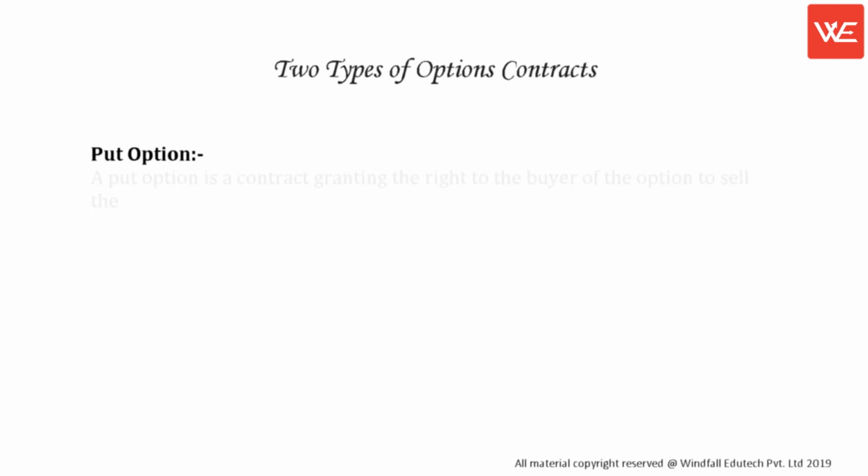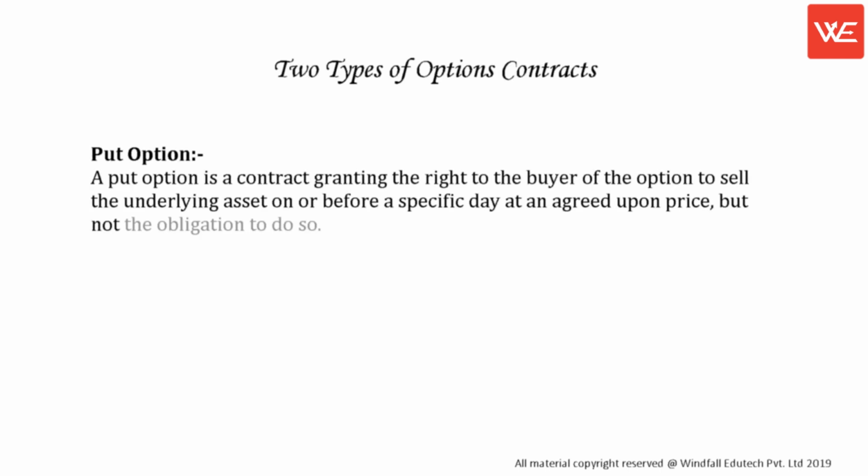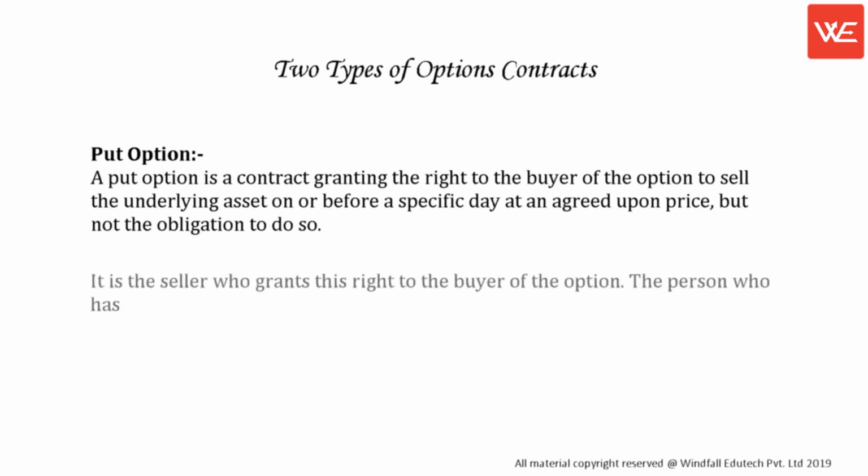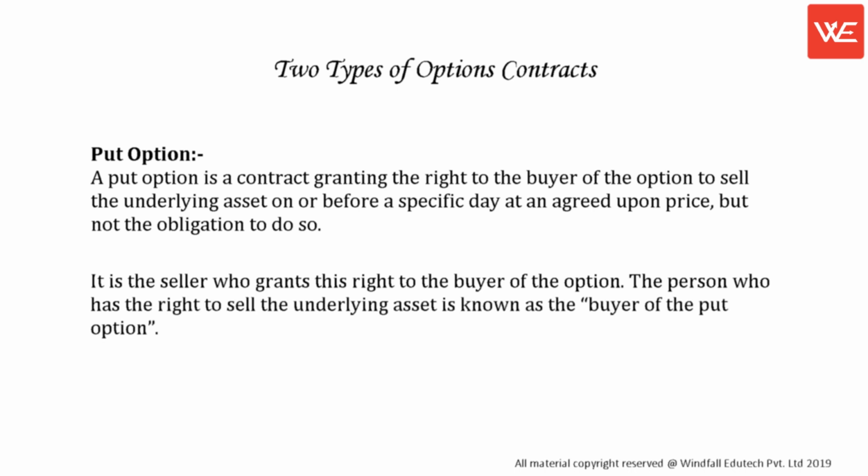Put option. A put option is a contract granting the right to the buyer of the option to sell the underlying asset on or before a specific day at an agreed-upon price, but not the obligation to do so. It is the seller who grants this right to the buyer of the option. The person who has the right to sell the underlying asset is known as the buyer of the put option.